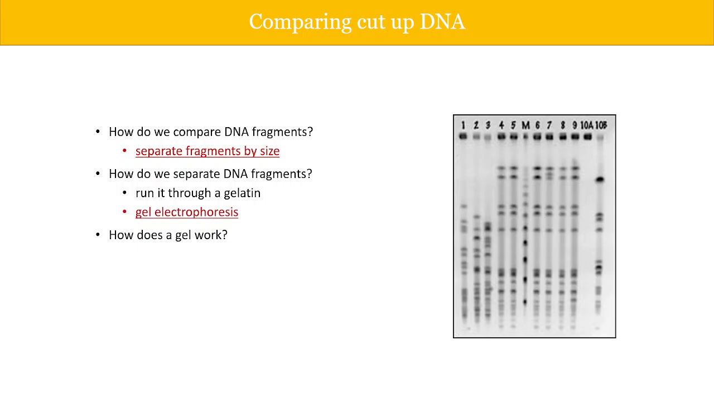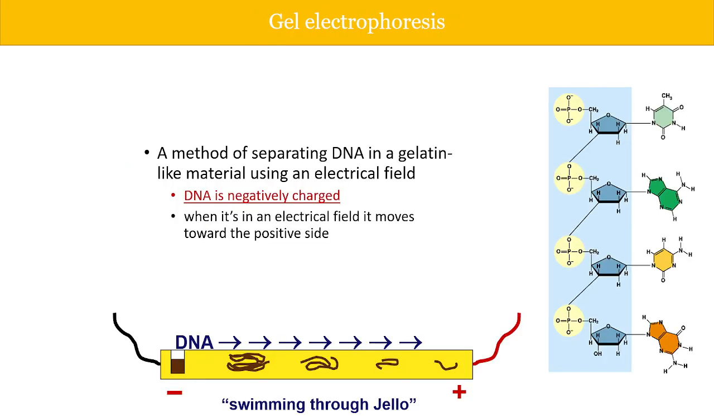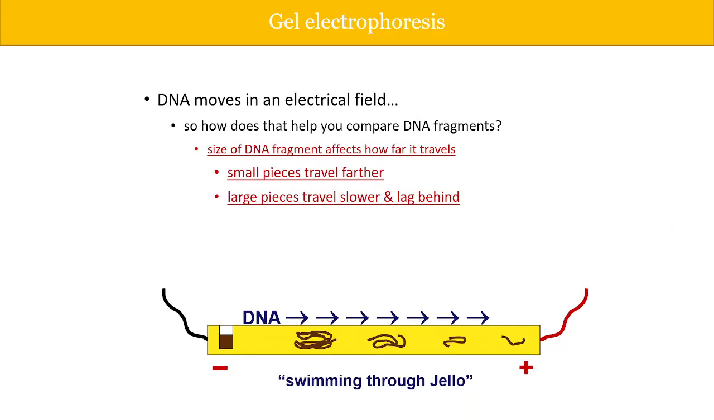So how do we separate the DNA fragments? We run it on an agarose gel and perform electrophoresis. The method of separating DNA uses an electric field. DNA is negatively charged, so when it's in an electric field, it moves towards the positive side. The fragments are basically swimming through the jello. The smaller ones will migrate faster, and the bigger ones will migrate slower. So DNA moves in an electric field.